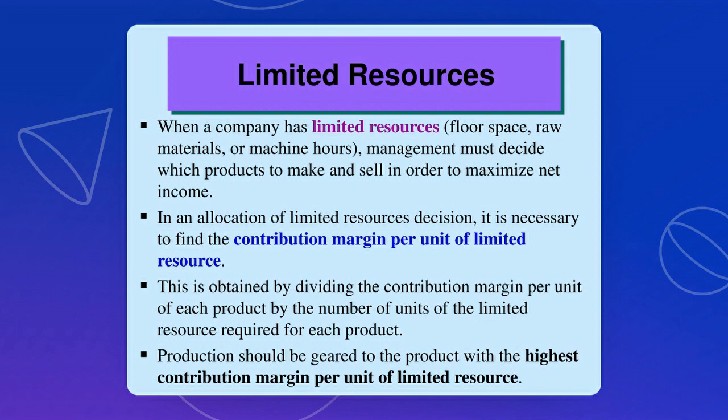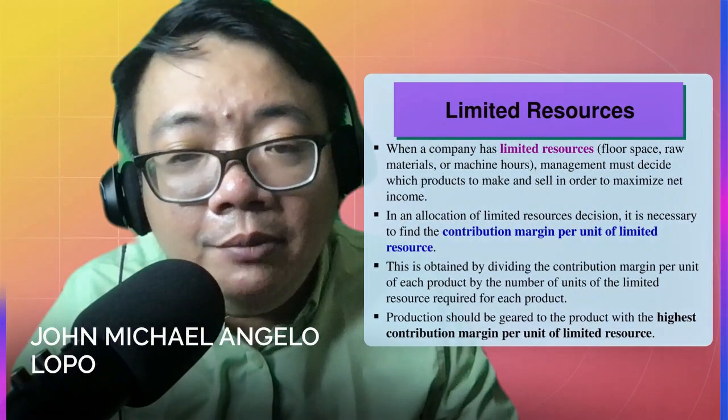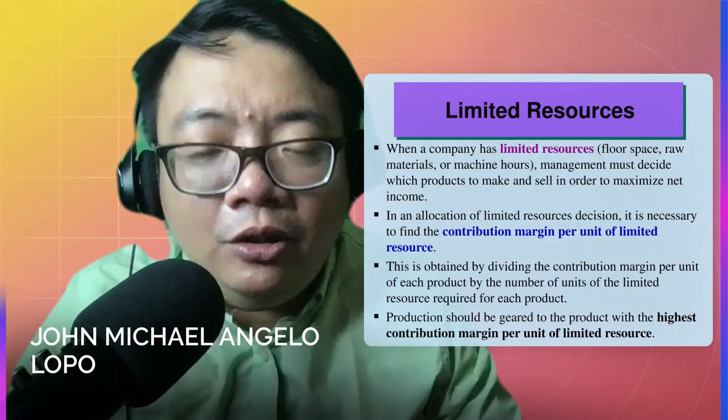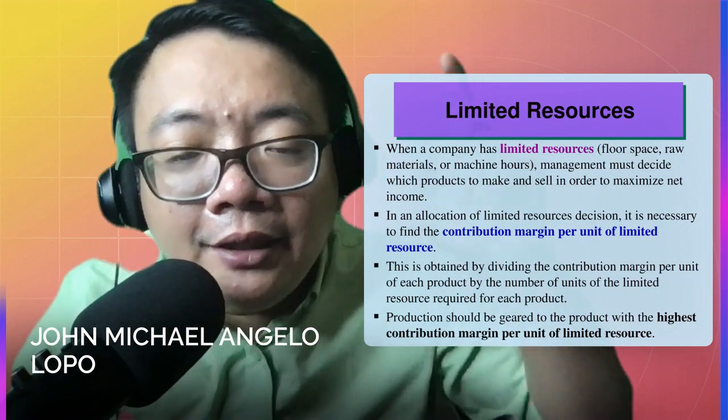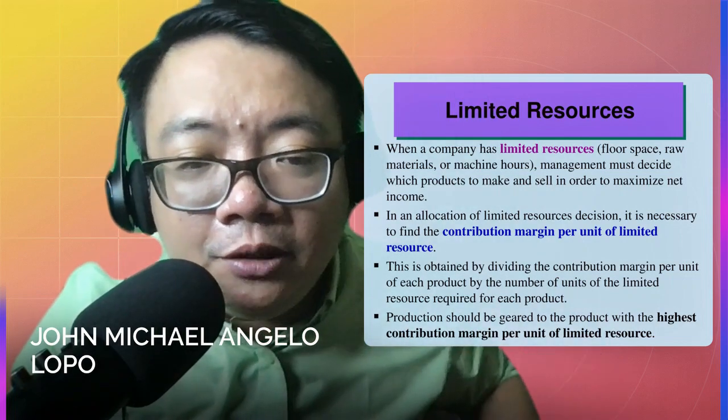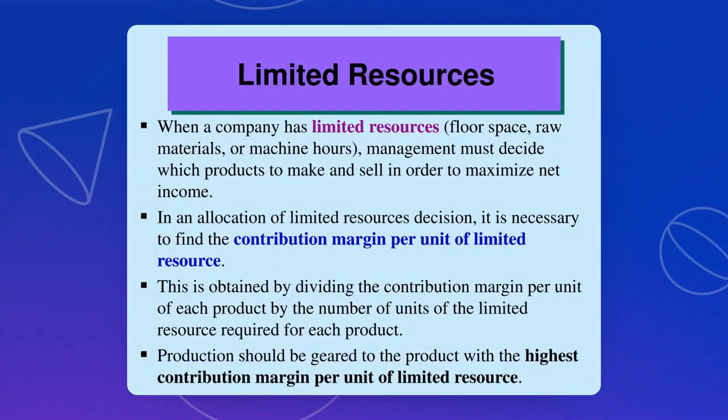Obtained, class, it is obtained by dividing the CM per unit of each product by the number of units of the limited resource required for each product. So, class, the production should be geared to the product with the highest CM per unit in terms of a limited resource. Please take note, class. That is the most important: to get the highest contribution margin per unit of a limited resource.